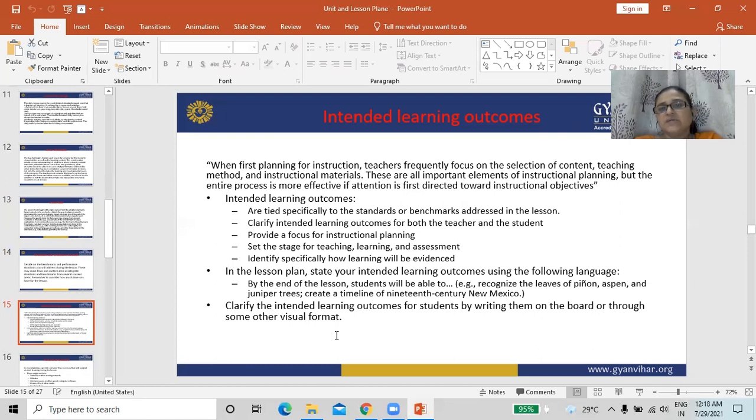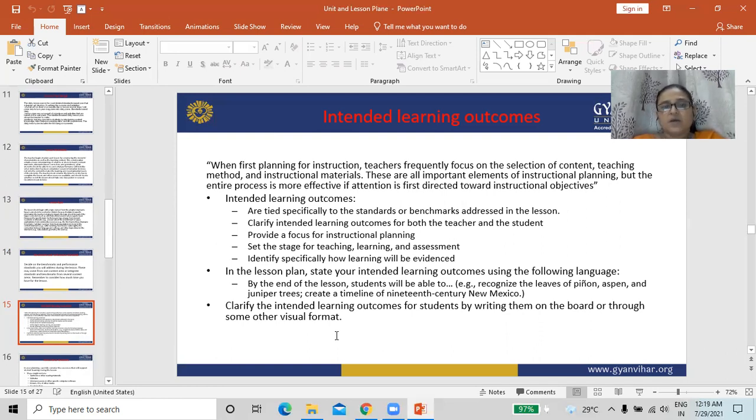Intended learning outcomes. When first planning for instruction, teachers frequently focus on the selection of the content, teaching methods and instructional materials. These are all important elements of instructional planning, but the entire process is more effective if attention is first directed toward instructional objectives.